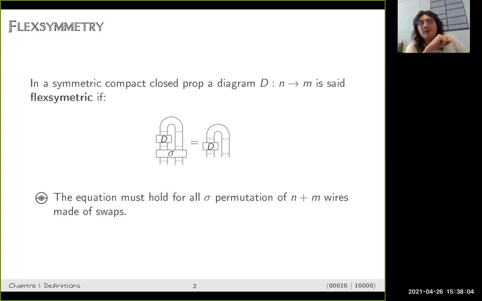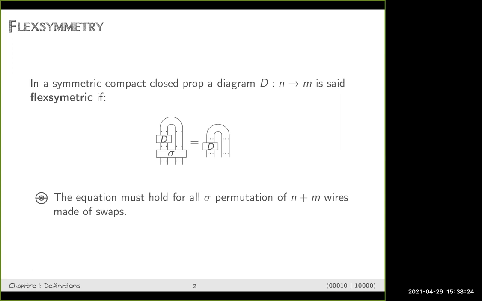I hope it's clear, because I will say flexsymmetry a lot in this talk. So if you do not understand now, tell me. This is the definition of being flexsymmetric for a diagram. Is it okay? Do you hear me? Good question. Okay, so you can hear me.